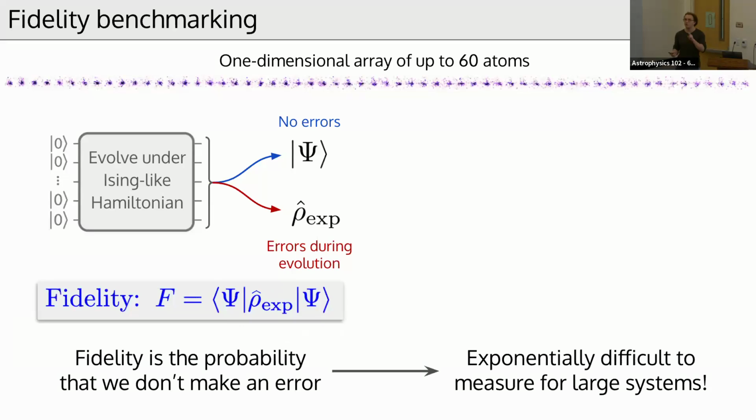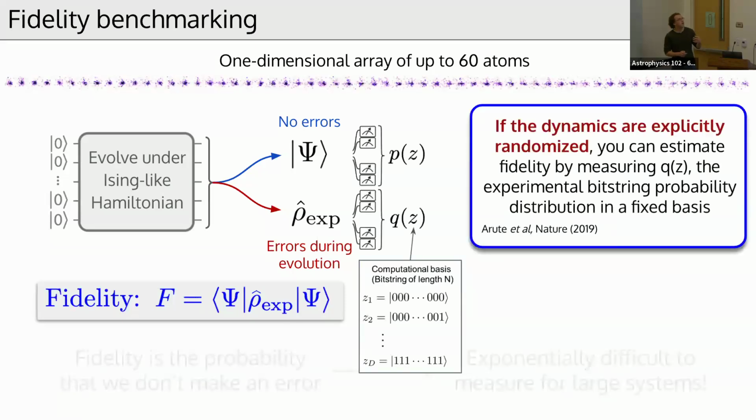We were able to measure fidelity for the 2-qubit case earlier, but it turns out to be exponentially difficult to measure this for larger systems. Now, this problem has been around for a long time, and in fact was tackled several years ago, because it turns out that if you explicitly randomize these dynamics, and you then measure these different states, psi and rho experimental, in a single fixed basis, then you can show that you can estimate the fidelity with extremely good accuracy and precision. This was the key fact that was used in Google's claim on supremacy in 2019, this fidelity estimation protocol.